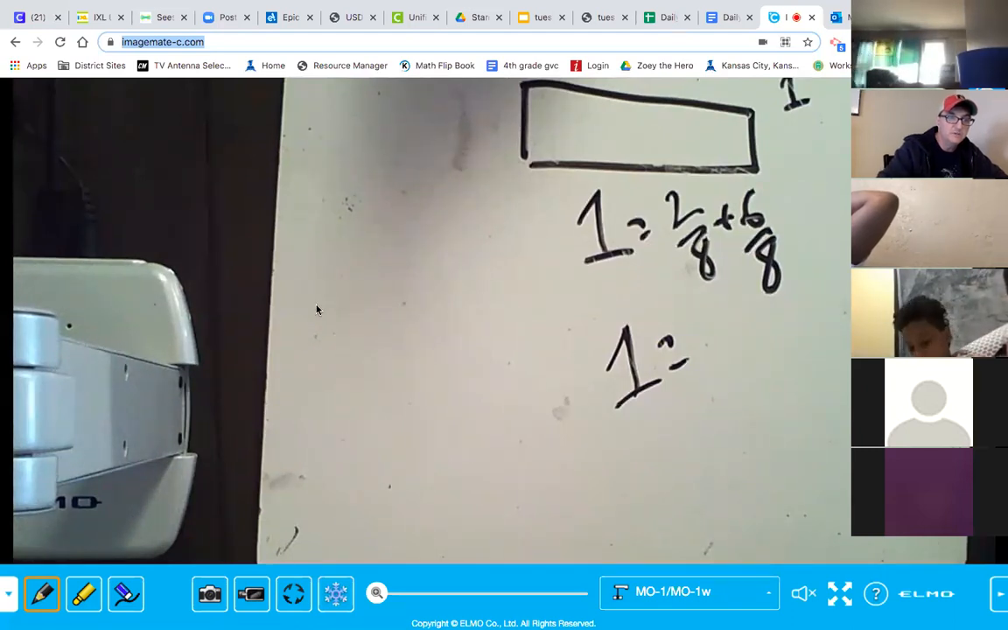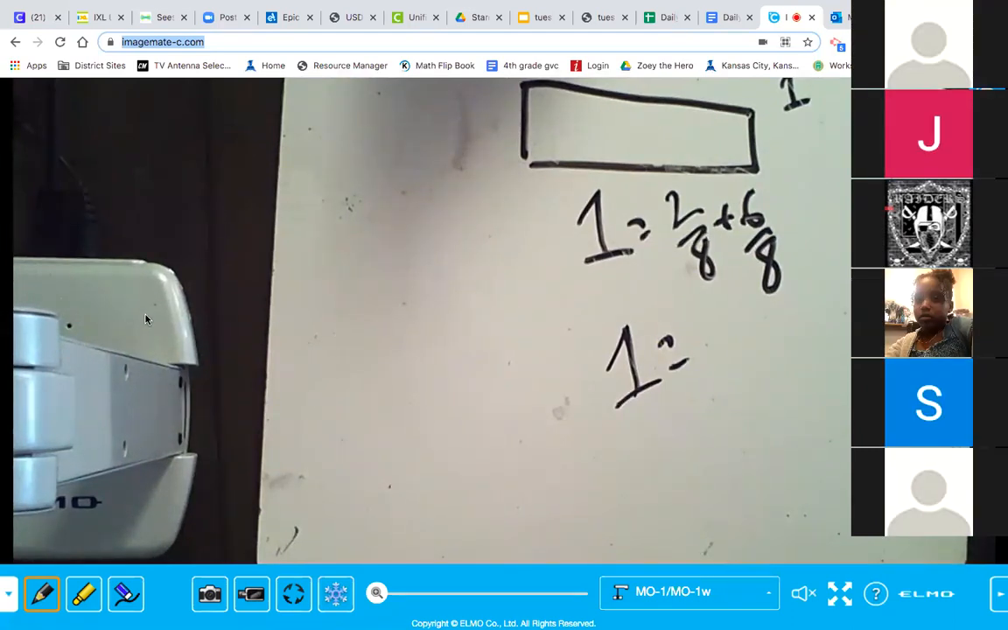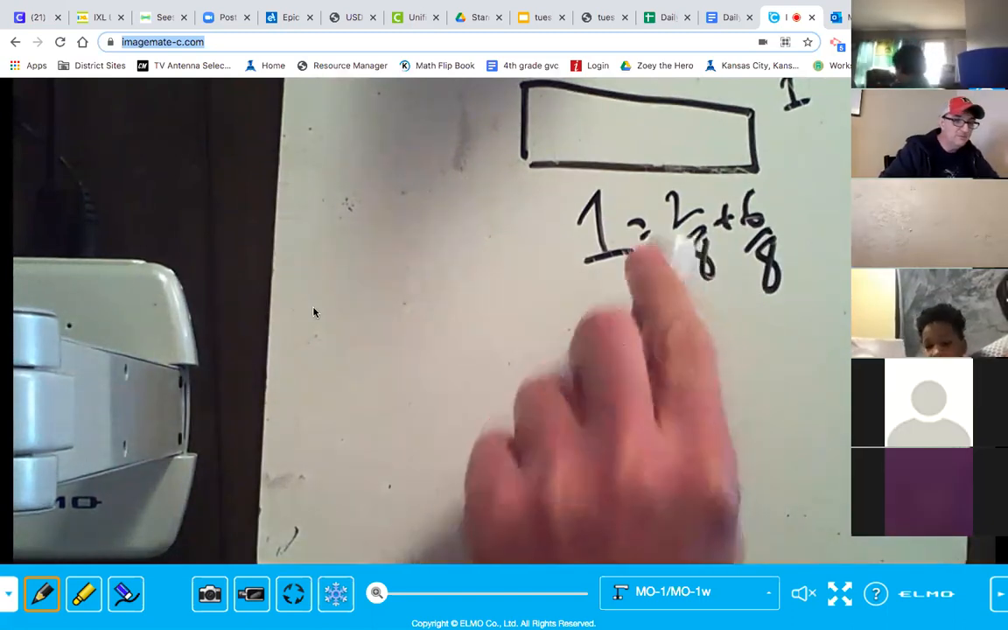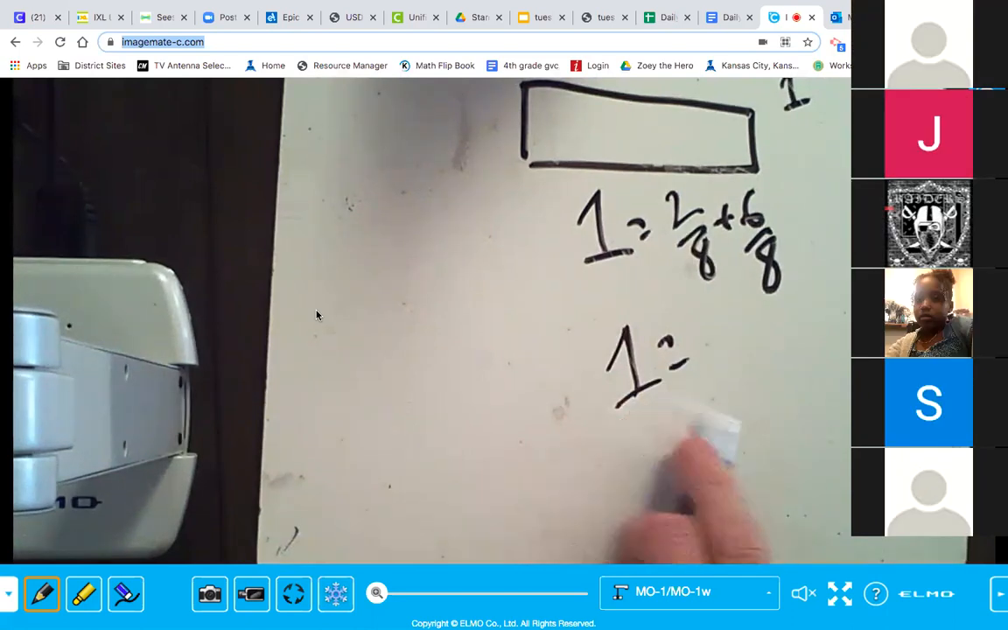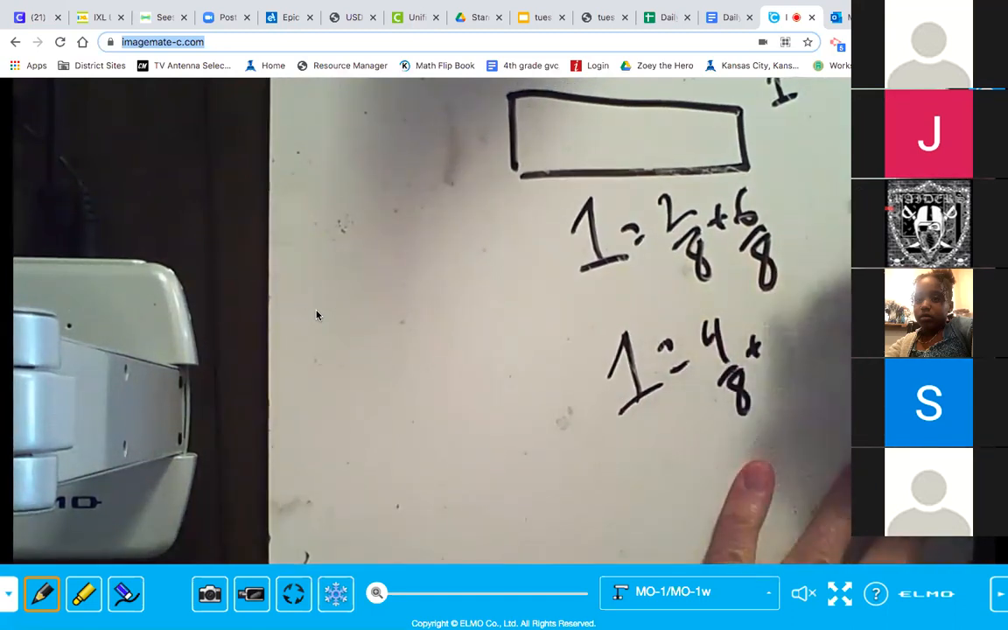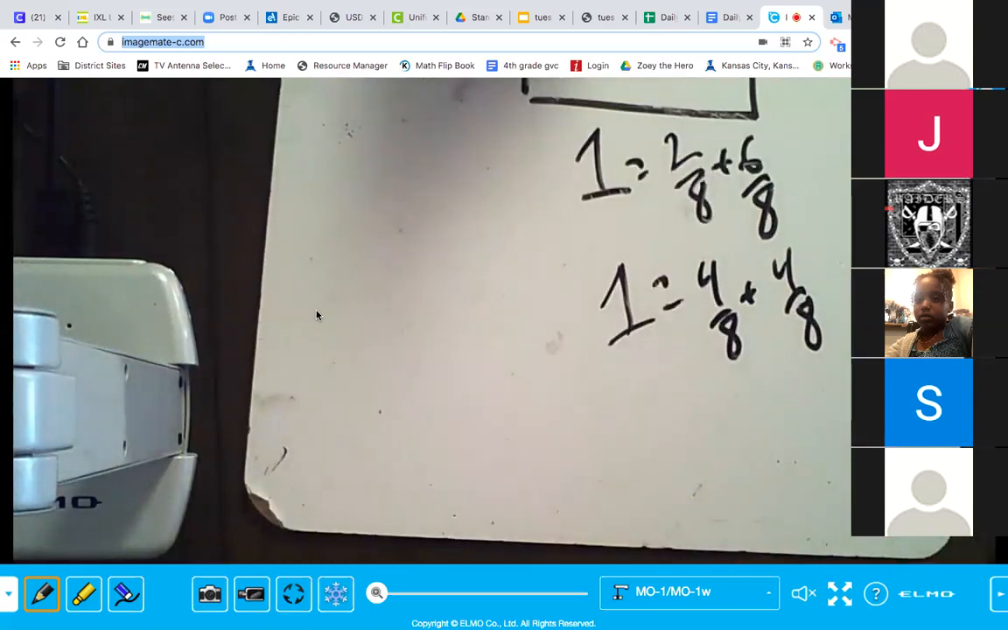I'm looking for volunteers. Donald, how else could we decompose it then? Not sure. Remember, 1 is equal to 8 eighths, right? So what else can we add up to make 8 eighths? 4 eighths plus 4 eighths. Yep, that works. Good.